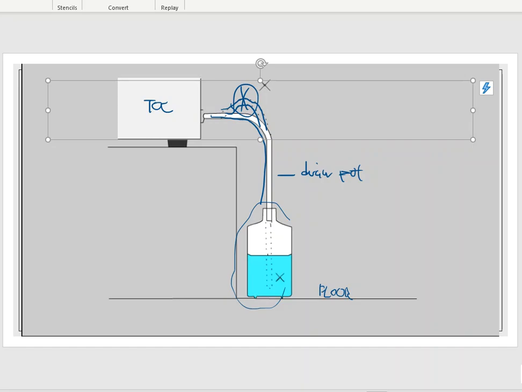Instead, what happens is that the moisture will begin to back up in this area, and that moisture will begin to go back up into your drain pot and prevent it from draining. And that's the whole purpose of the drain pot. That's why we call it the drain pot. We want it to drain.